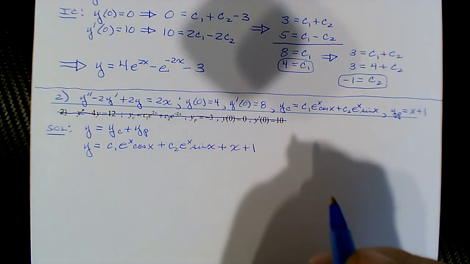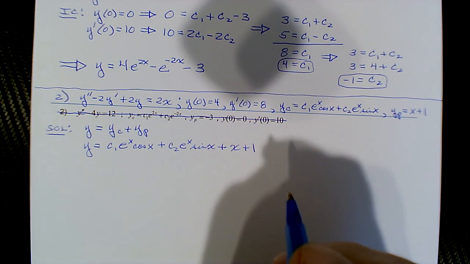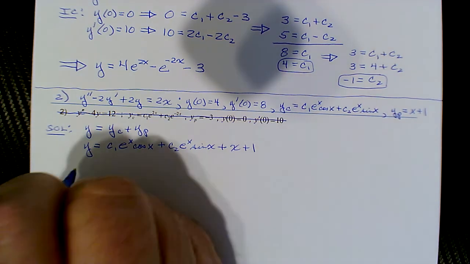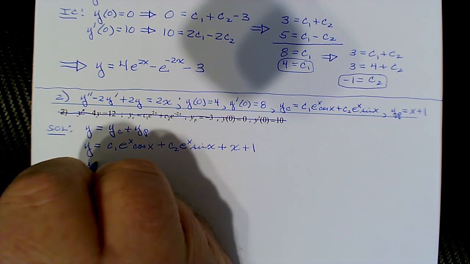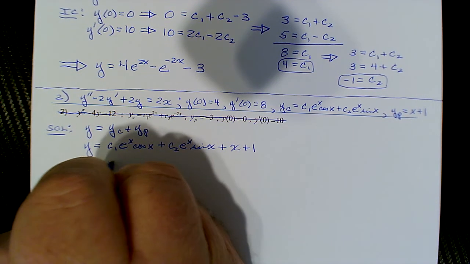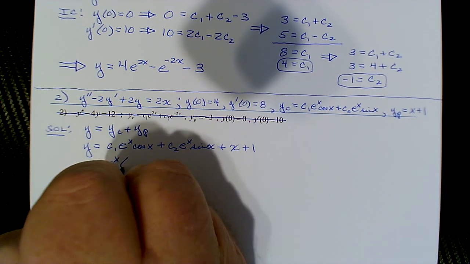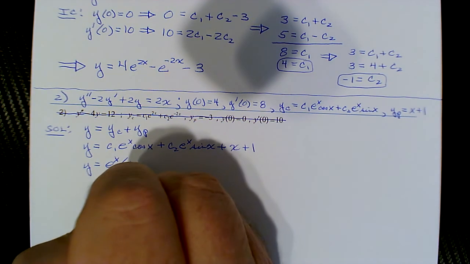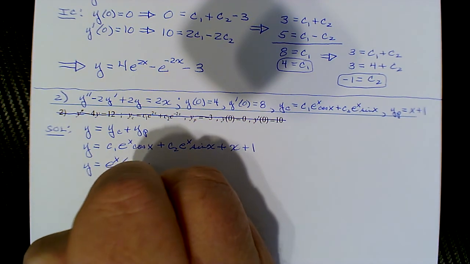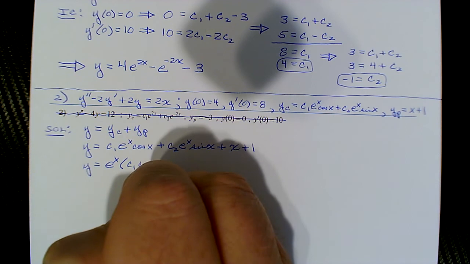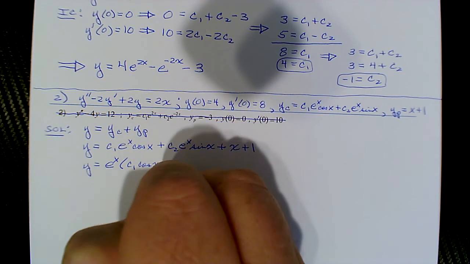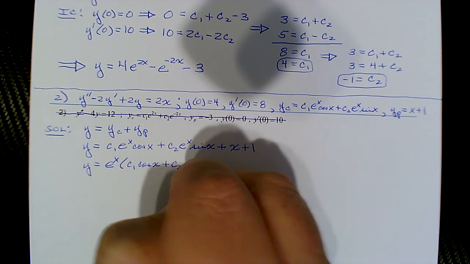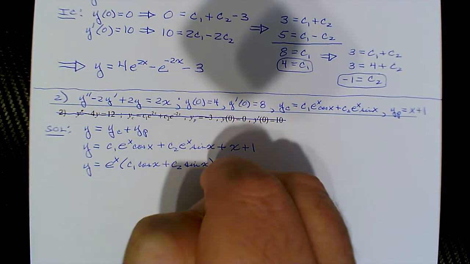Okay, so again, we're only going to need one derivative to make this easier in terms of the differentiation. Let's factor out an e to the x from the first two terms. So we'll have e to the x times c1 cosine x plus c2 sine of x. And then don't forget the plus x plus 1.